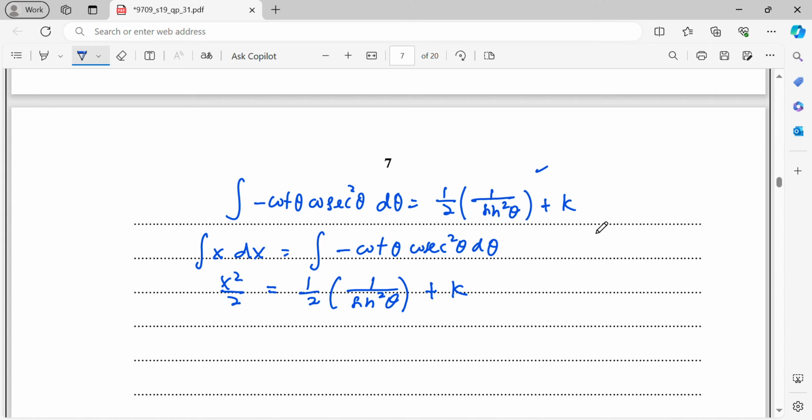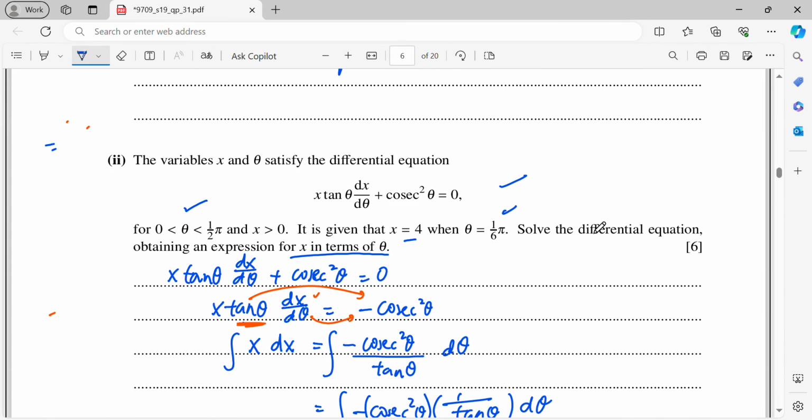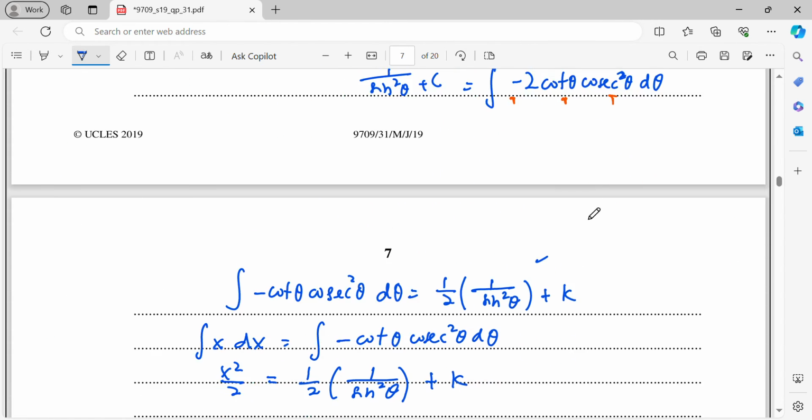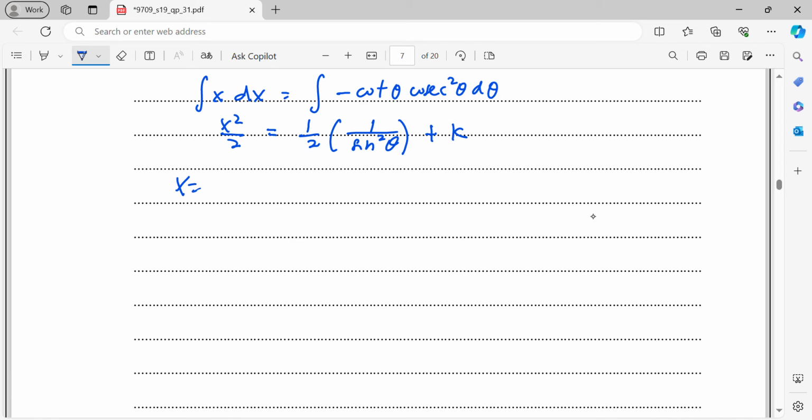Now I can just replace first, it doesn't matter. x is 4, theta is pi over 6. By replacing these two values, I will be getting 4 squared over 2 equals 1 over 2 times 1 over sine pi over 6, then squared, plus k.